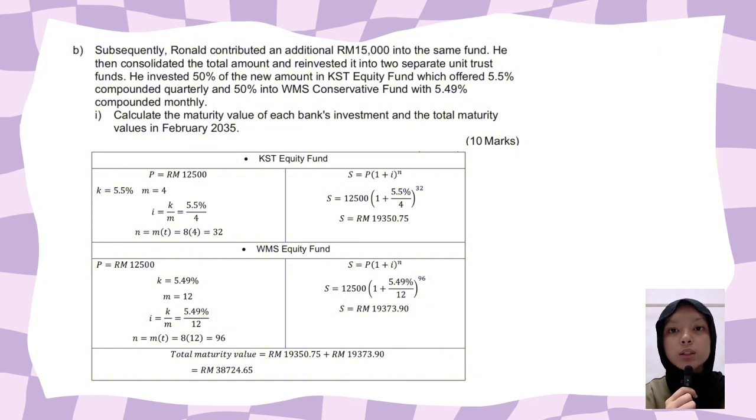Total maturity value: RM 19,350.75 plus RM 19,373.90, and the final total is RM 38,724.65.